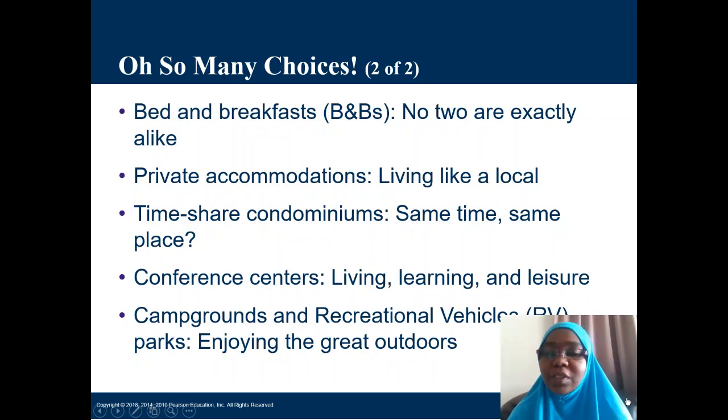So still part of the many choices, like I mentioned earlier, there are different types of accommodation facilities or lodging facilities. They are identified by different characteristics, or the kind of service they provide, or the facilities that they provide. So we have the B&B, that's the bed and breakfast. They are usually small lodging facilities.